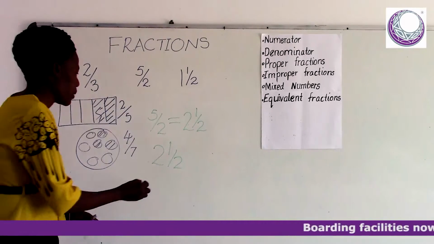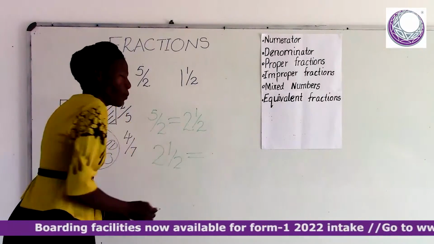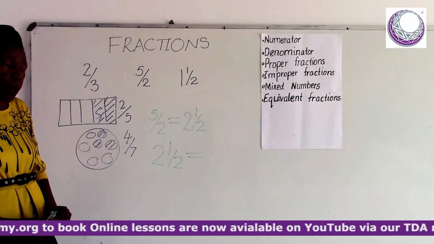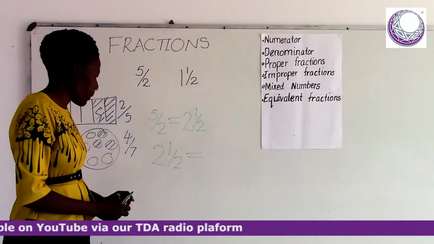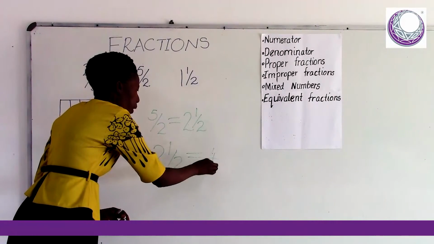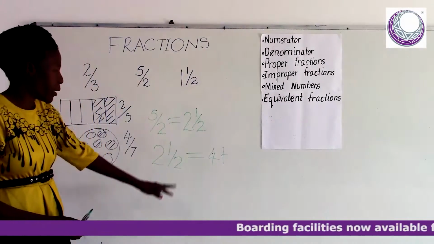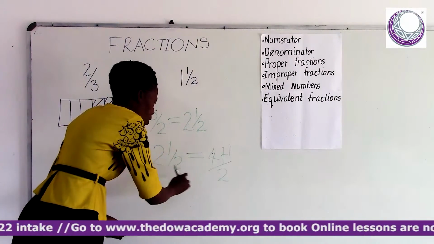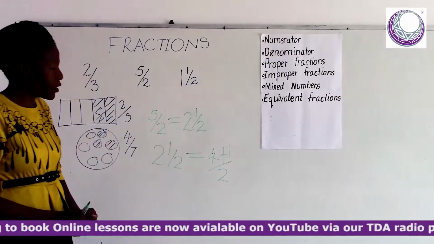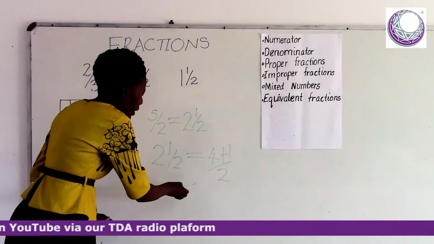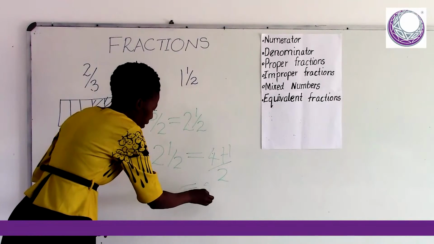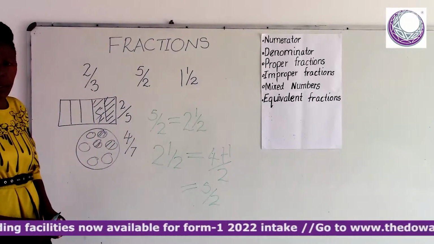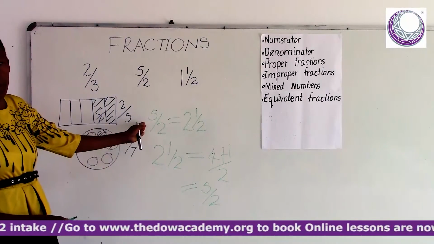What are the steps? Okay? We are going to multiply first our denominator by our whole number. 2 multiplied by 2, that gives us 4. And then we add the numerator, which is 1. And all this is expressed out of our denominator that we have there. Okay, we are now adding 4 plus 1 gives us 5 out of 2. That is our improper fraction. We have gone back to our improper fraction.